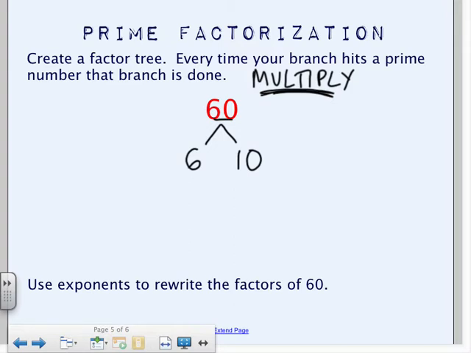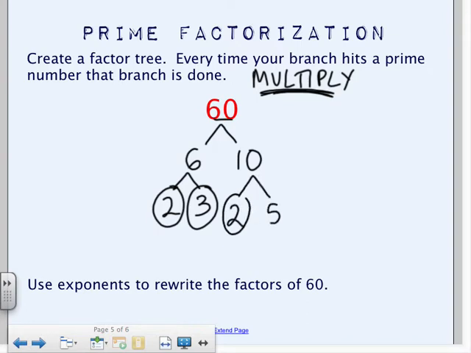Then you look and you see, okay, well, is 6 prime? No. Then I keep going. 2 times 3 equals 6. Now I look, is 2 prime? Yes. Is 3 prime? Yes. So you circle them. Whenever you get to a prime number, circle them. Then go over here. 10 is also not prime, so you can do 2 times 5. And now both of those numbers are prime.